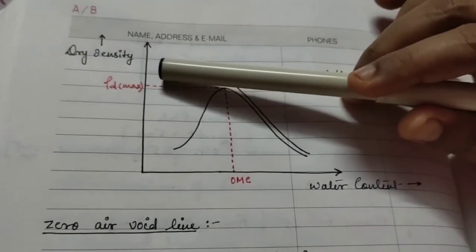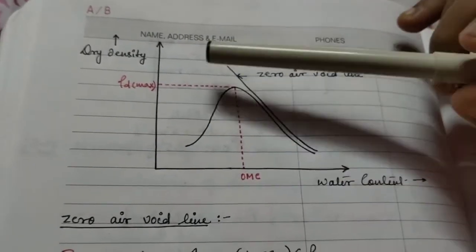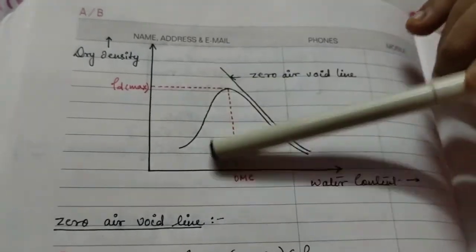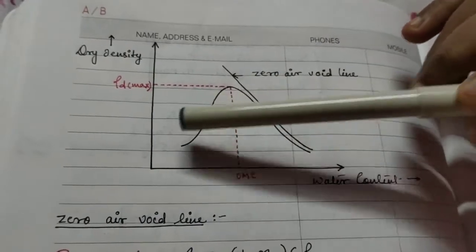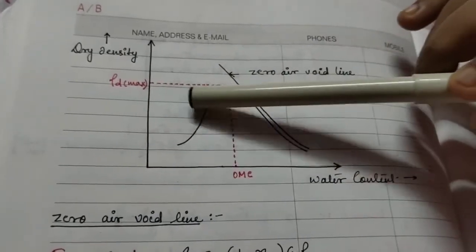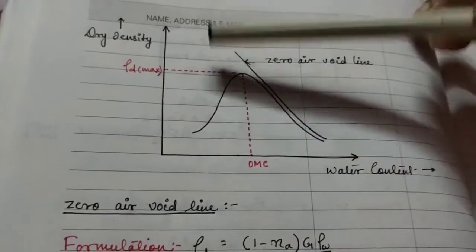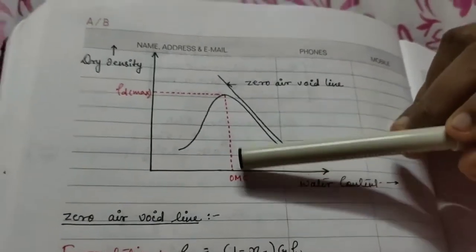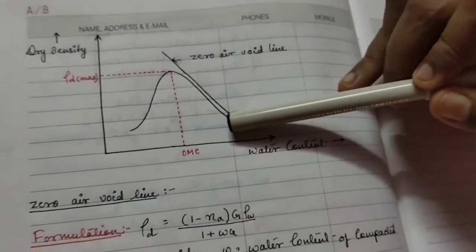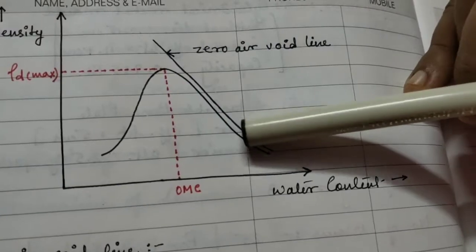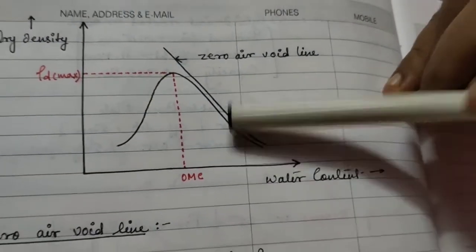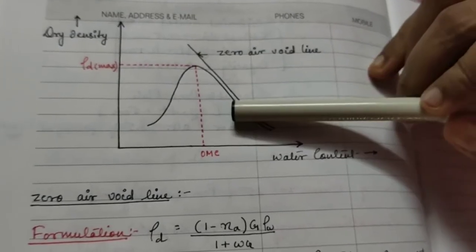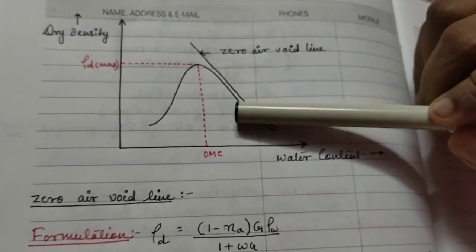And the left hand side of the curve, as we can see, is known as the dry side of optimum. That is when the soil is approximately dry. And here, as we can see, the water content keeps on increasing. So this portion is known as the wet side of optimum. Clear? Okay, then we are shifting to the zero air void line.